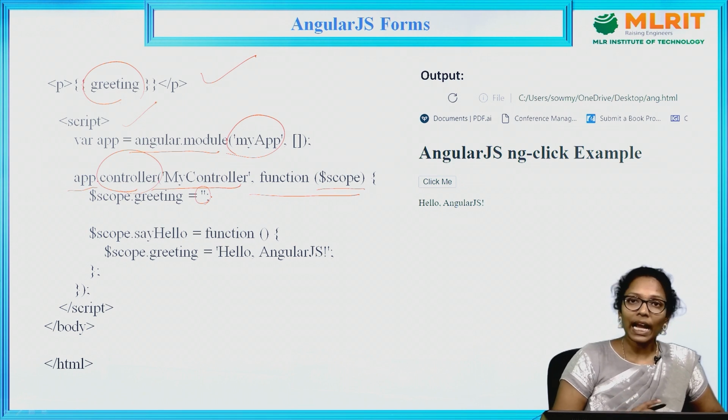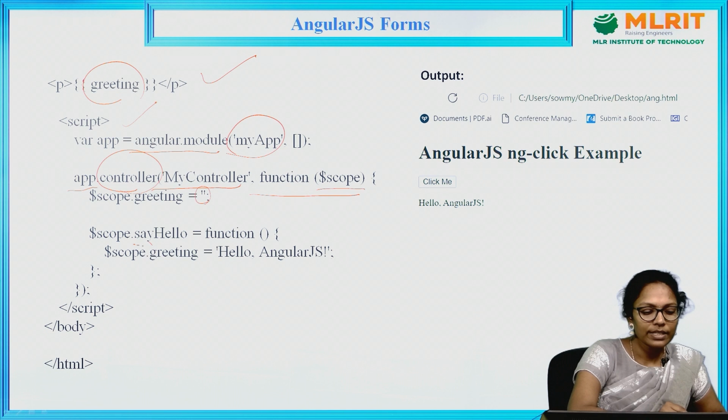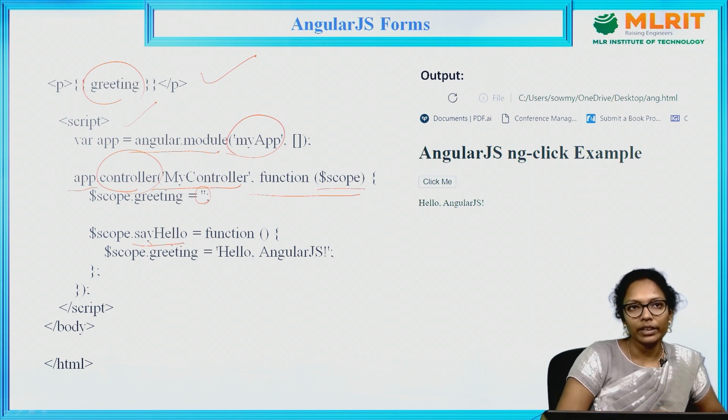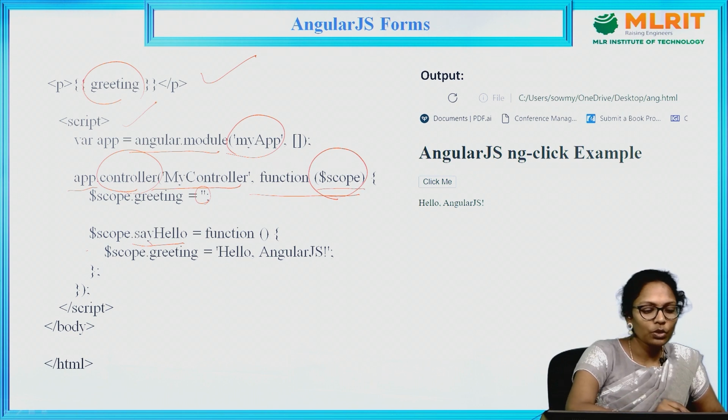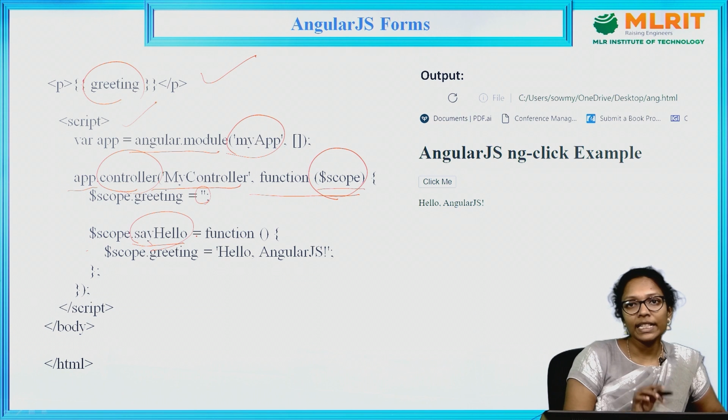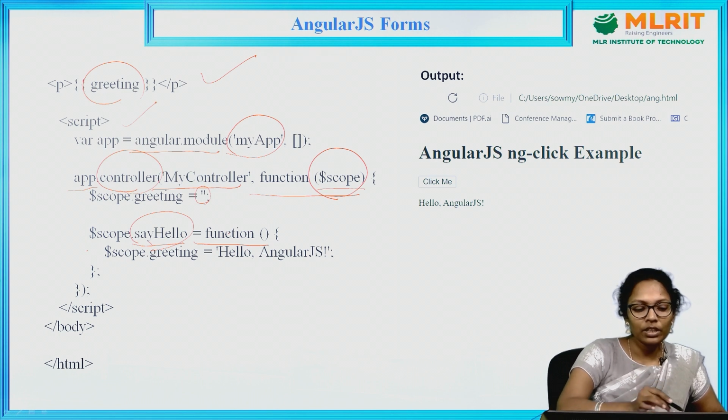Now I have a function. We called one function when the button is clicked. What is that function name? sayHello. So I need to define that here. How can I access that function? Again using the same object, $scope dot your function name, that is sayHello. But it's not a variable, it is a function. So I need to define that. How can I define that? Using a function. So again, you are writing a function for this function.